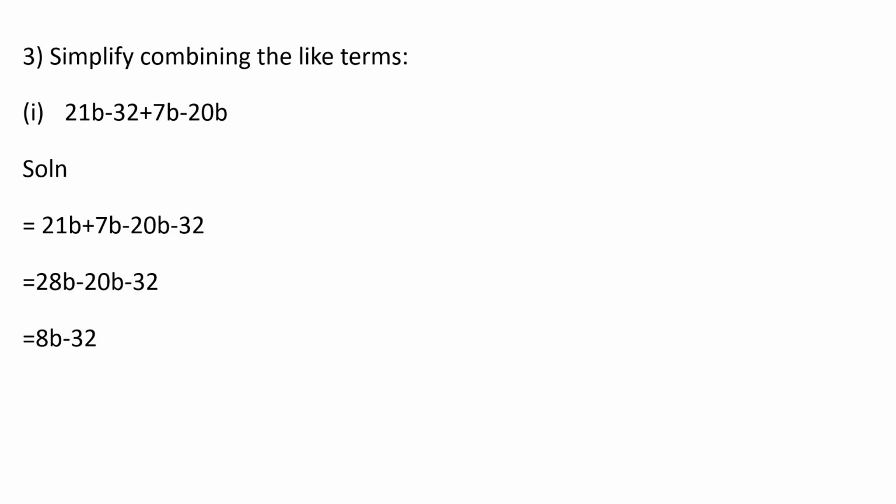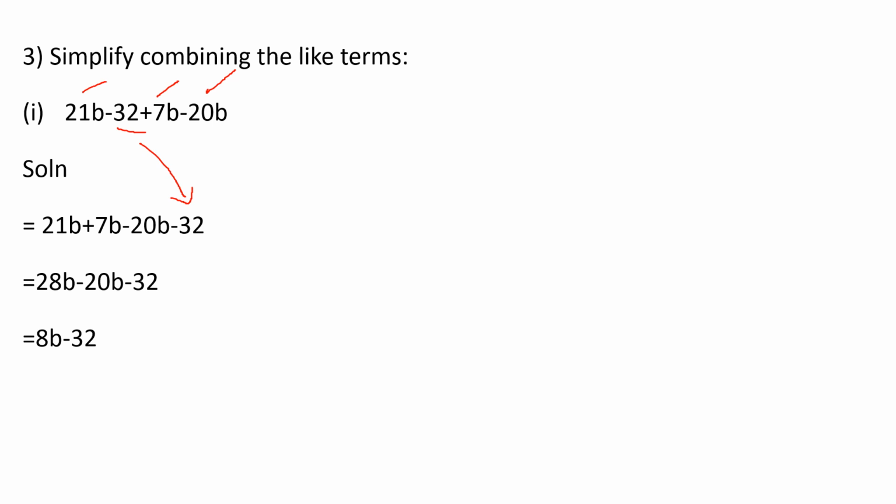That means the terms which are having the same variables, you want to write them down together, then the constants together, then you can add. Look here, 21b you have, 7b you have, minus 20b. So write 21b plus 7b minus 20b together, then only one constant term. So write it at the last, minus 32.